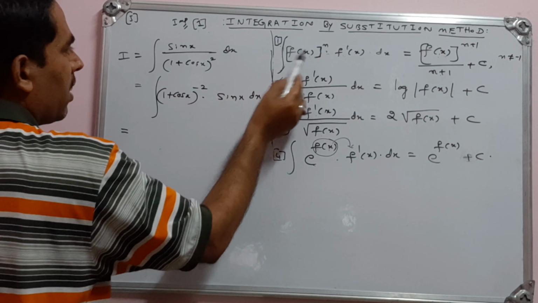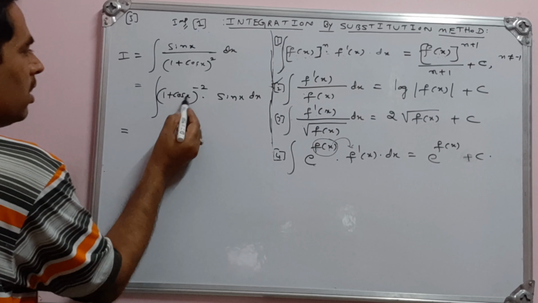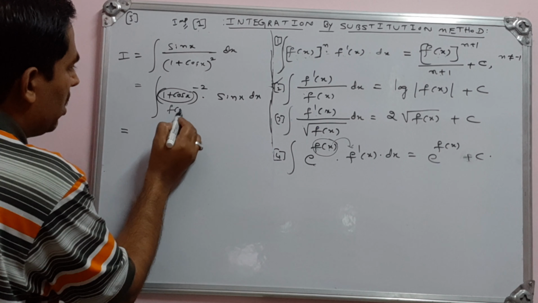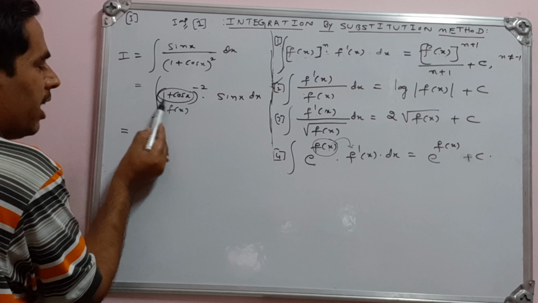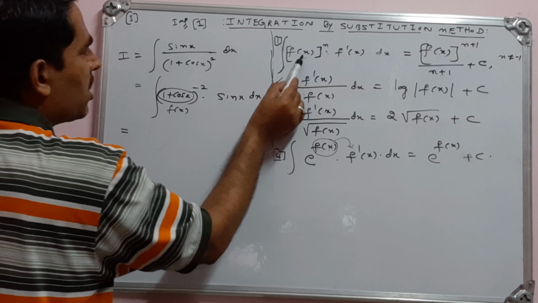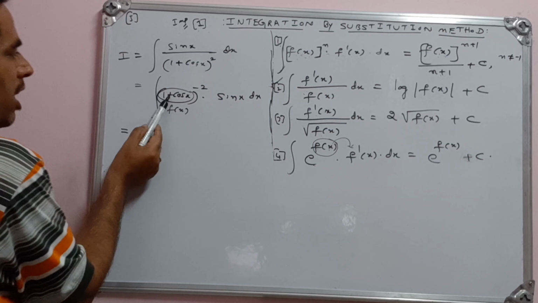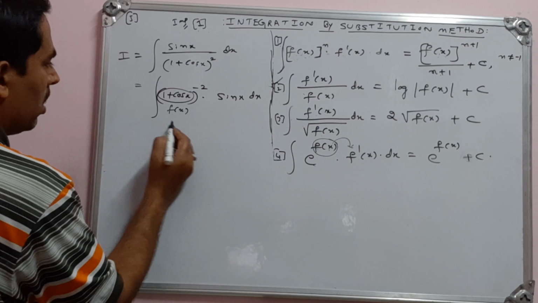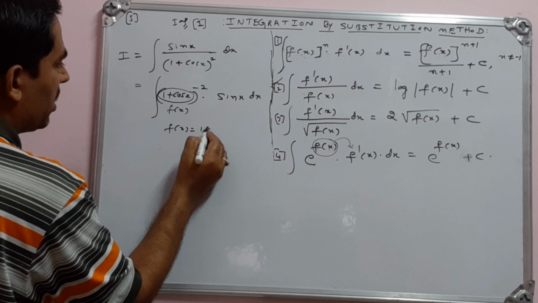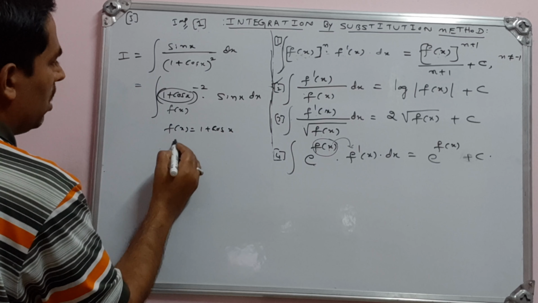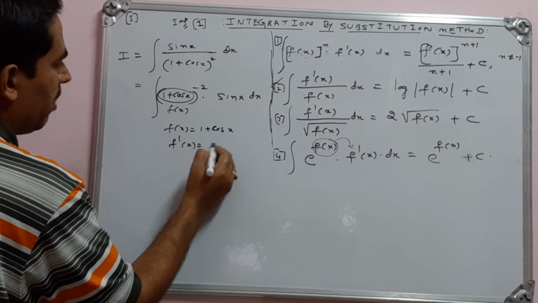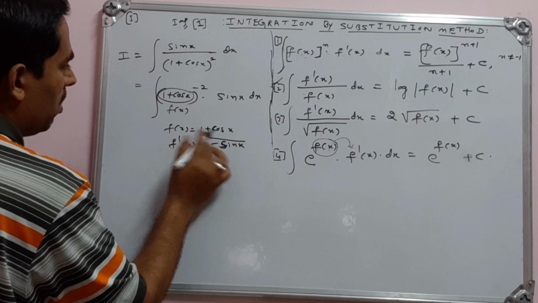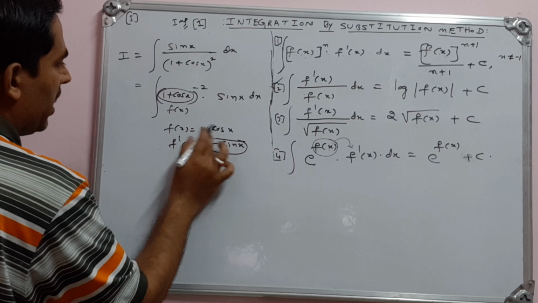Now try to compare this integral with this form. This is the function, say f of x. If I differentiate f of x, I get f dash x. If my function is 1 plus cos x and I differentiate it, the derivative of cos x is, very important here, minus sin x.